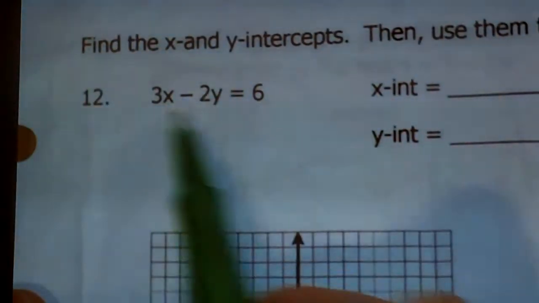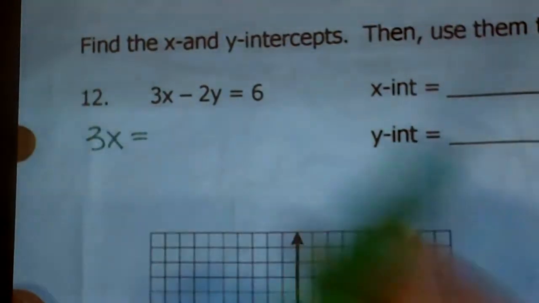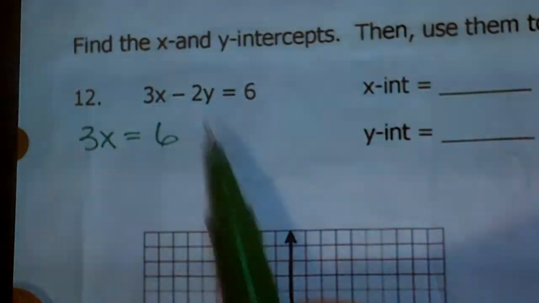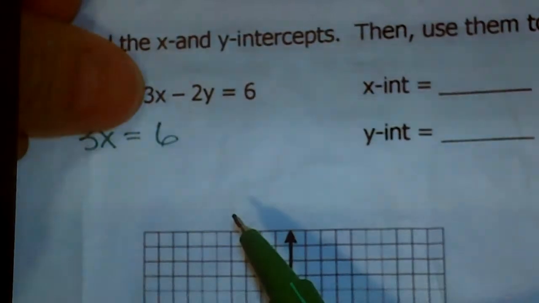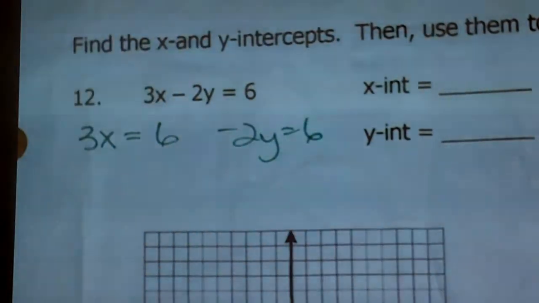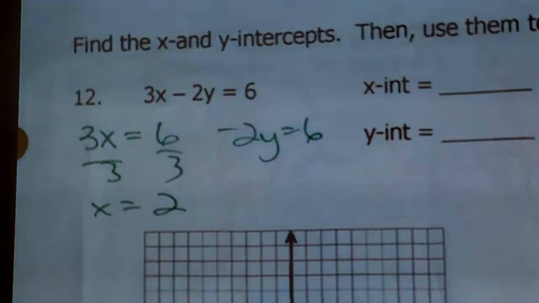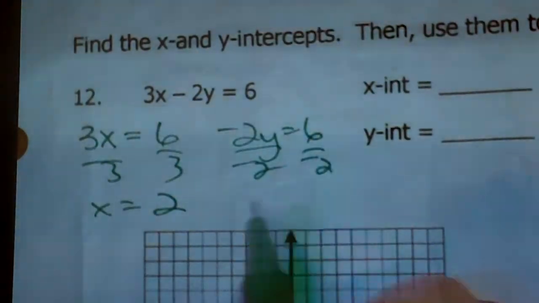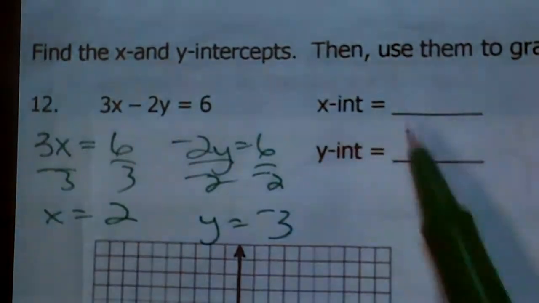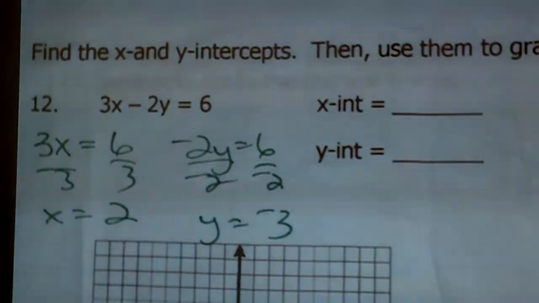So really what happens when the equation's in this form, to find the x-intercept, I'm going to take 2 times 0, which is 0, so I end up with 3x equals 6. To find the y-intercept, I end up with 3 times 0 is 0. Minus negative 2y means negative 2y equals 6. So once you solve those two equations, you get your x-intercept and your y-intercept. So on these lines, you can write for the x-intercept just a 2, and for the y-intercept just a negative 3.